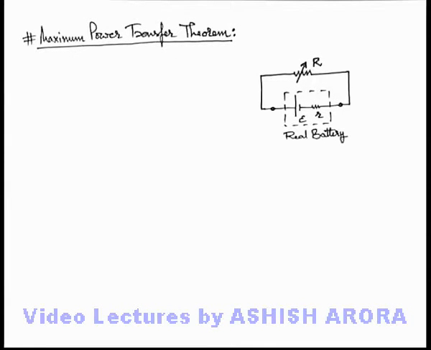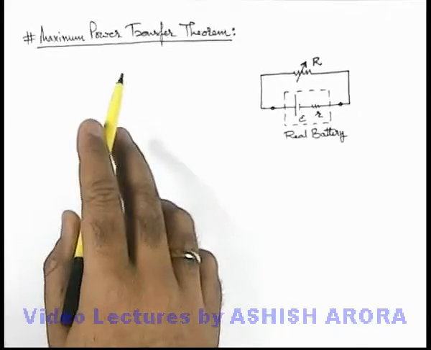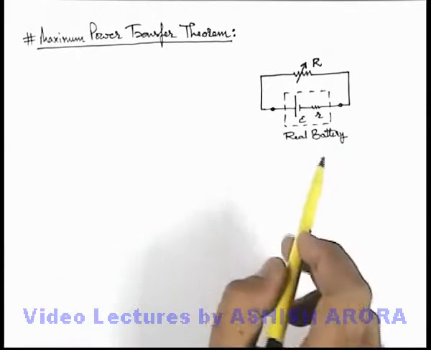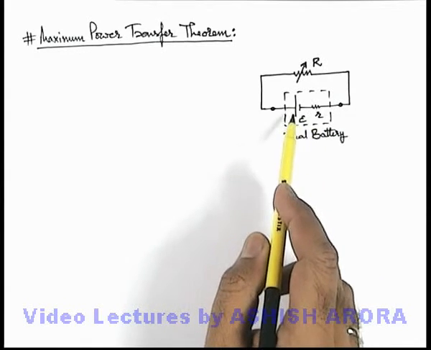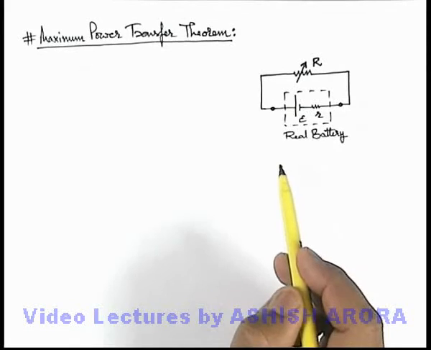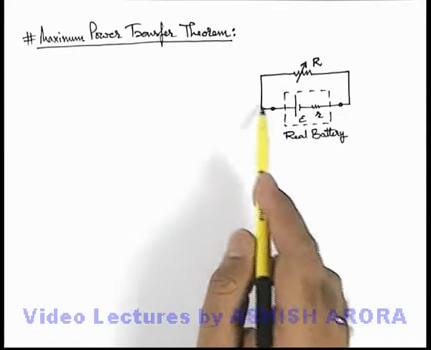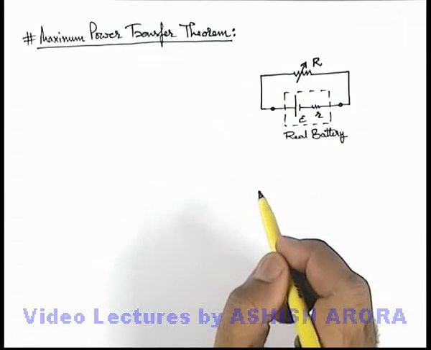Now we'll study a very important concept in thermal effects of current, that is maximum power transfer theorem. Just to understand this concept, I have drawn here a figure in which a real battery is drawn, which can be drawn as a series combination of an ideal battery with an internal resistance, and it is connected across a variable resistance R. It can be treated as a rheostat also.